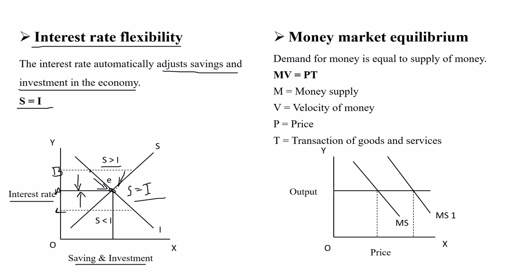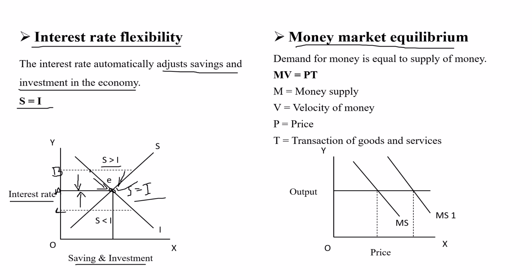At this point, full employment will be determined as per the classical economists. And the next point is money market equilibrium. The quantity theory of money of the classical economists is a very important concept in macroeconomics.